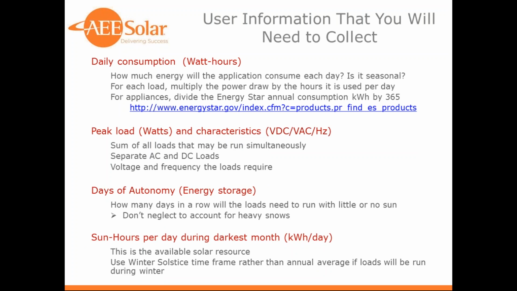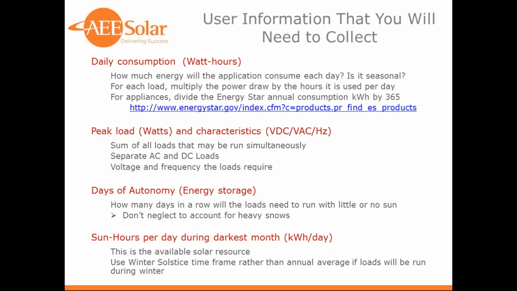So here's some of the information you need to collect before doing a system design. We need to know what the daily energy consumption is. How much energy will the application consume each day? Is that seasonal? We need to know the winter consumption, the summer consumption, spring and fall, if there's a lot of variation in particular. For each load, we need to multiply the power draw of that load by the hours it is used per day to figure out the kilowatt hour consumption per day. Appliances such as refrigerators and freezers are best done by finding their Energy Star consumption number and dividing that by 365 to get a daily average consumption.